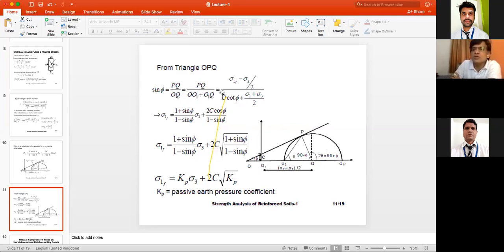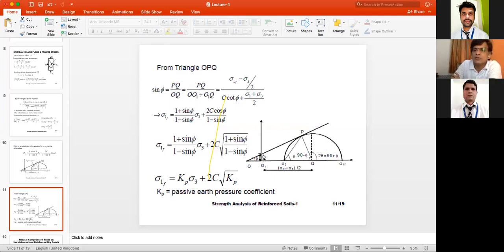Then we know what PQ is. PQ is nothing but the radius of the Mohr circle, that is sigma 1 minus sigma 3 by 2. When OQ, what is that? O1 is nothing but C cot theta, as we know this is the C height of the small angle, and this is theta. Then O1 is nothing but C cot theta. Then O1Q we already know is sigma 1 plus sigma 3 by 2. If you solve this equation, finally we get sigma 1F, that is at failure.